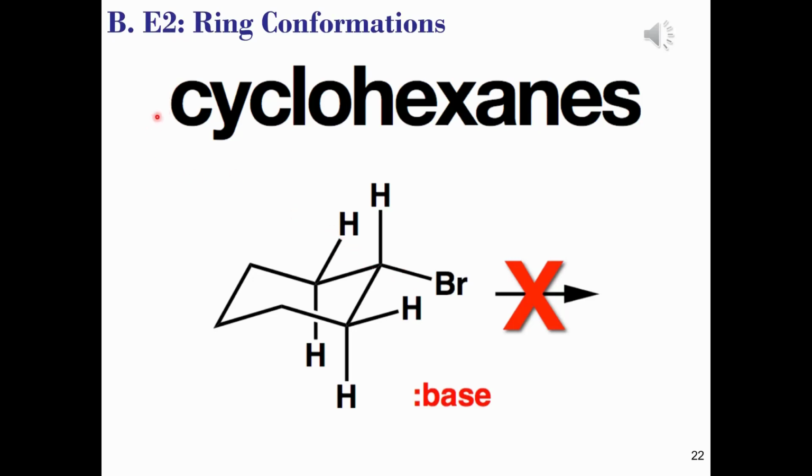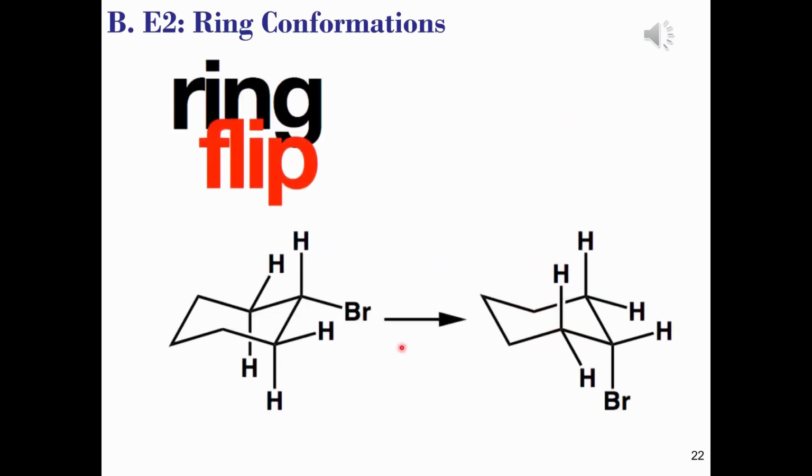The first thing to note here is that the bromine in the left conformer is not in a periplanar arrangement with any of the hydrogen atoms. So as a result, this conformer would not be able to undergo E2. In order for this to work, bromocyclohexane has to undergo a ring flip.